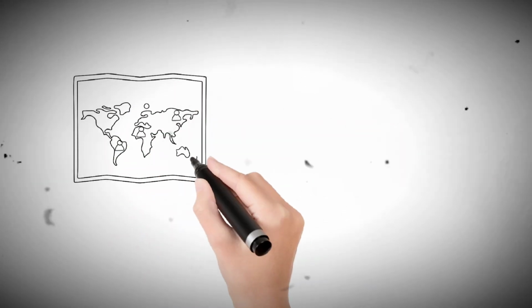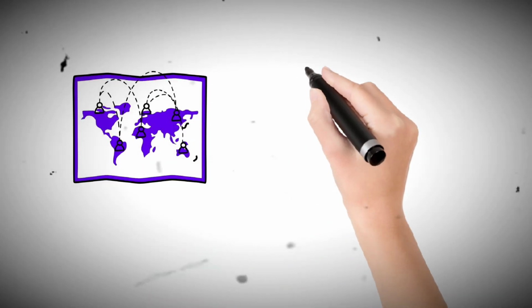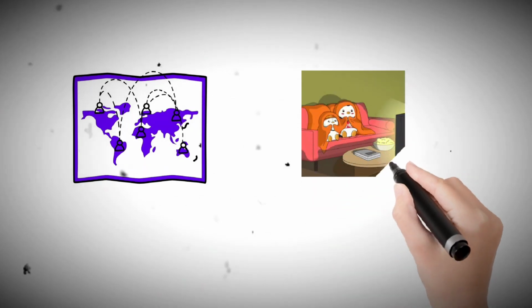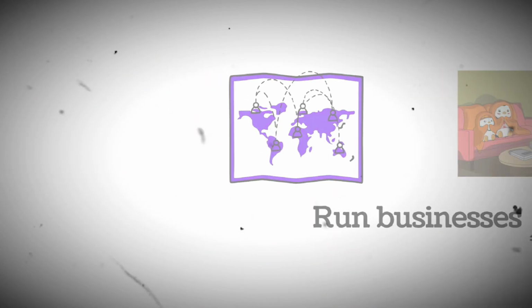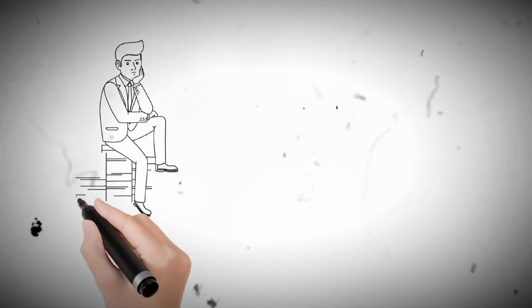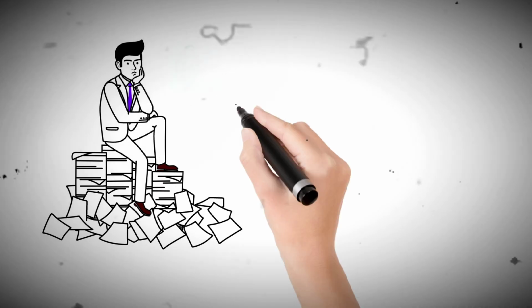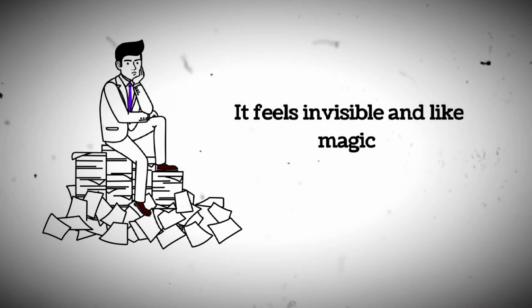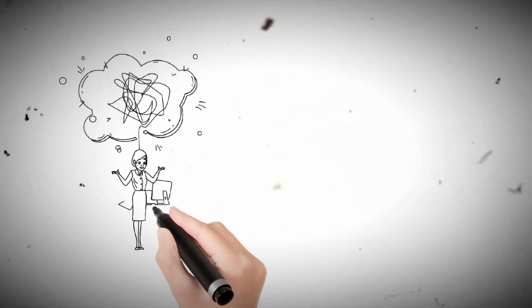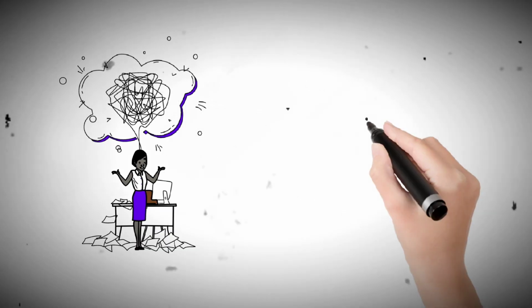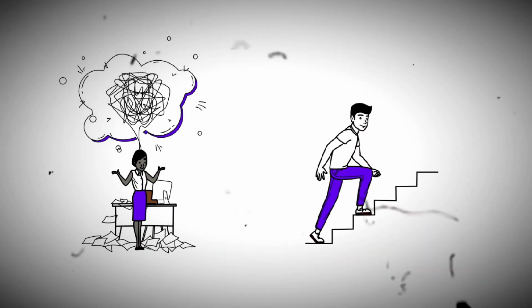The internet. We use it every single day to watch videos, chat with friends, play games, or even run businesses. But have you ever stopped and asked yourself, how does the internet really work? It feels invisible, like magic. Yet, behind the scenes, it's one of the biggest and most complex systems ever created. Let's break it down step by step.